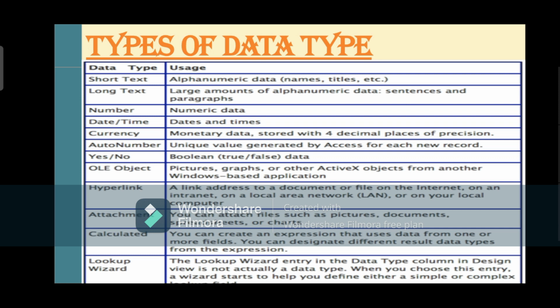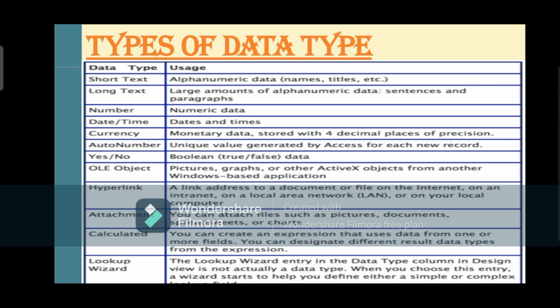Next, data types are defined in multiple types. First one, short text. Short text is generally used to declare alphanumeric data, such as names and titles. Next will be the long text data type. Long text data type is used to insert a large amount of alphanumeric data, sentences as well as paragraphs. In numeric data type we can enter numeric data. Date and time data type is used to insert date of birth, date of joining, date of leaving, these types of data.